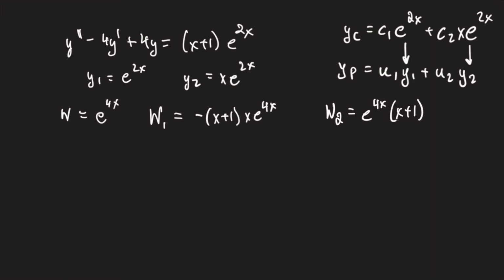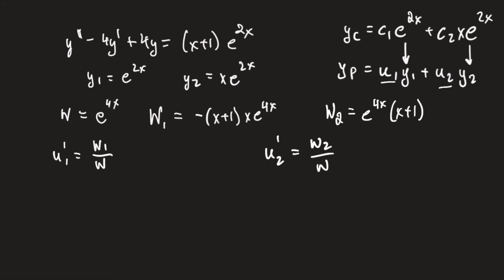Now that we have W, W1, and W2, we can start finding our u sub 1 and u sub 2. To find u sub 1, we're going to use u prime of u sub 1 is equal to W1 over W. u prime of u sub 2 is equal to W2 over W.